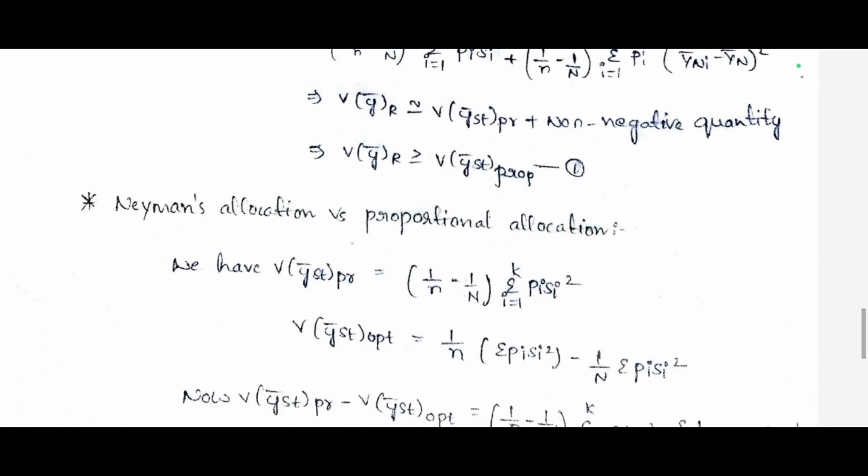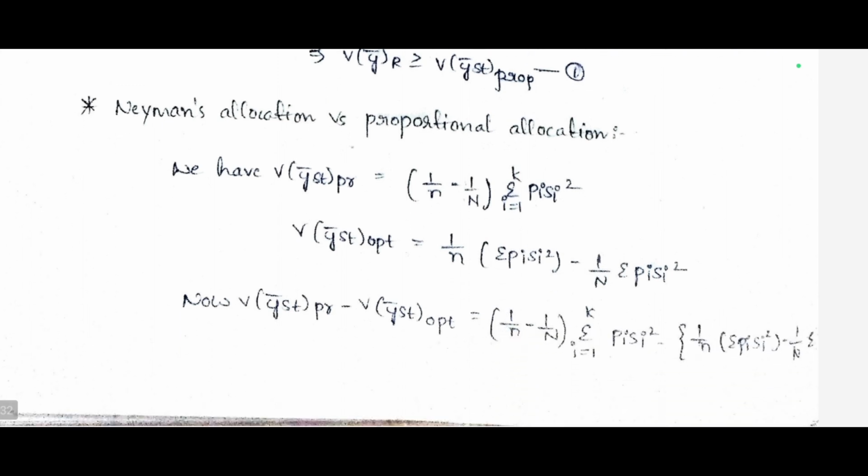Now we are trying to compare the Neyman allocation versus the proportional allocation. Neyman allocation is different from proportionality. What is the proportionality? Capital N i divided by capital N. For the Neyman allocation, we have the variance of y bar of st, the optimum allocation, with the formula 1 divided by n times summation pi of si whole square, minus 1 divided by capital N summation pi of si square. Here is a small n and here is a capital N.